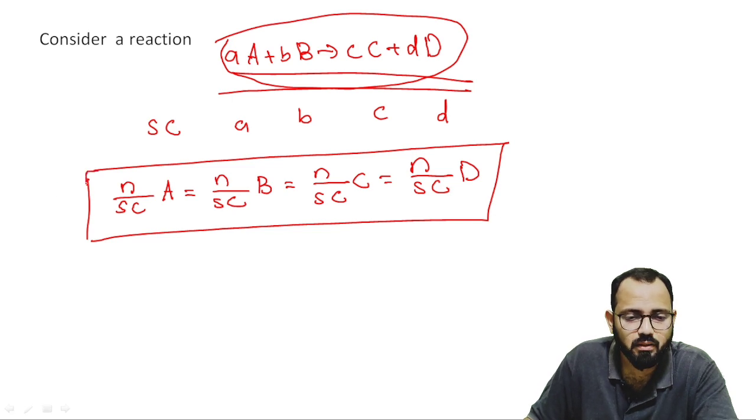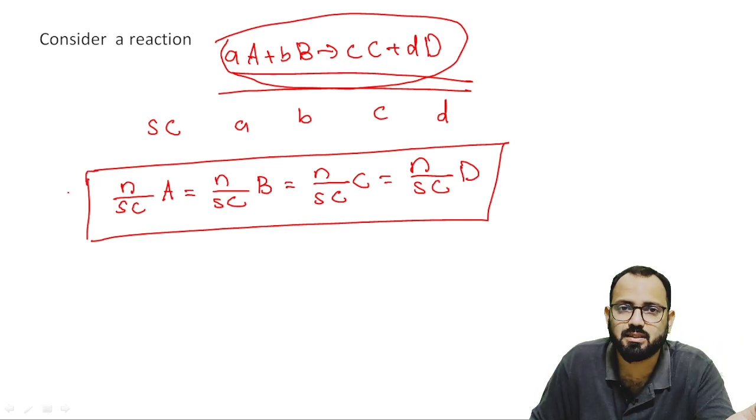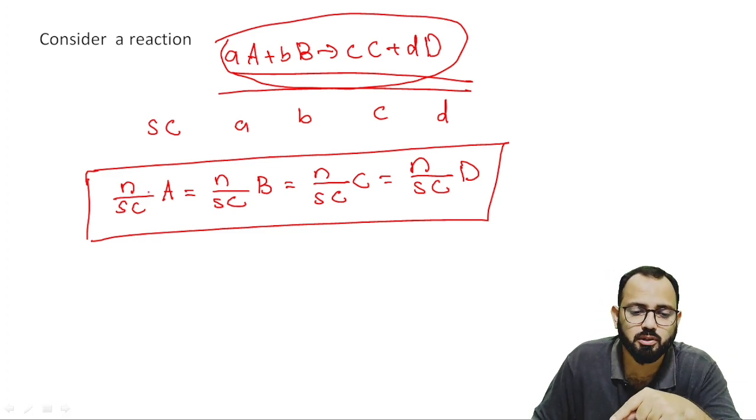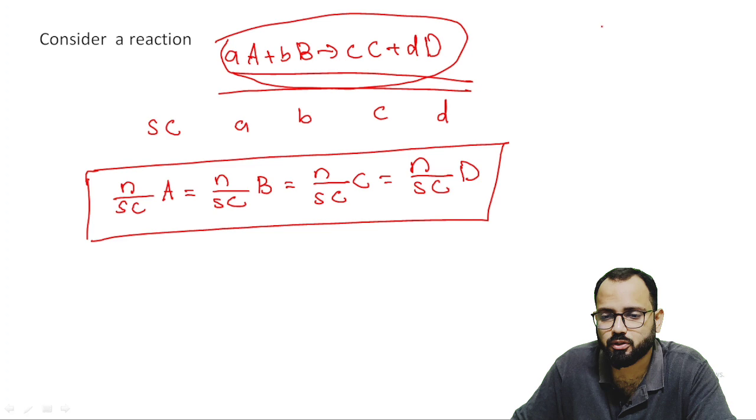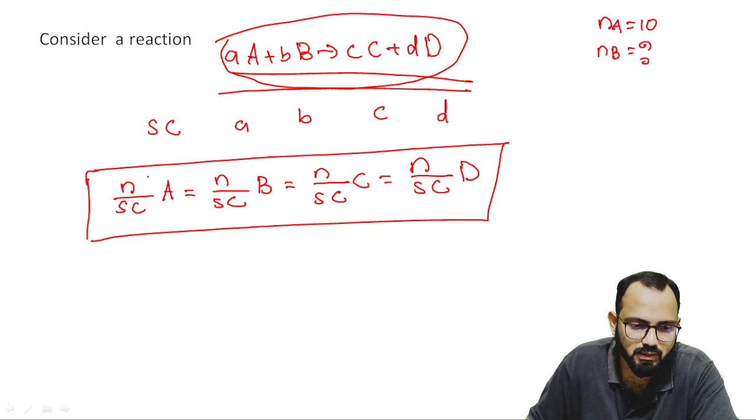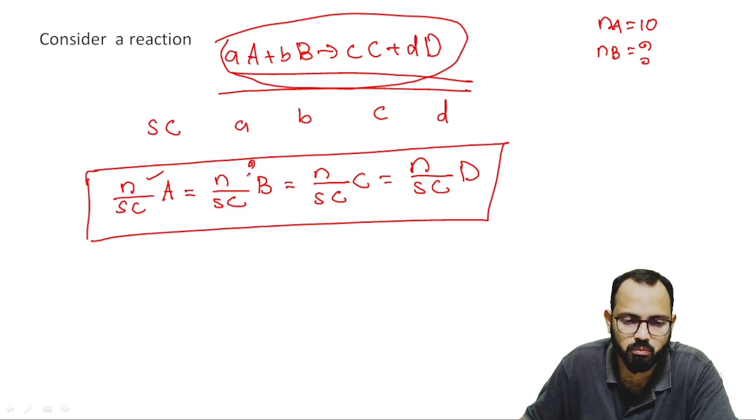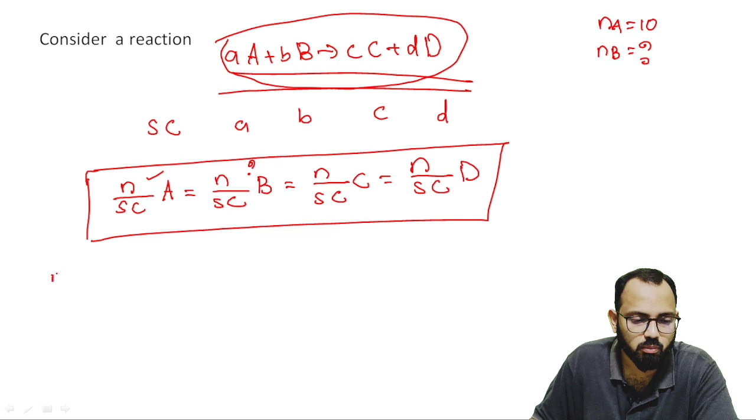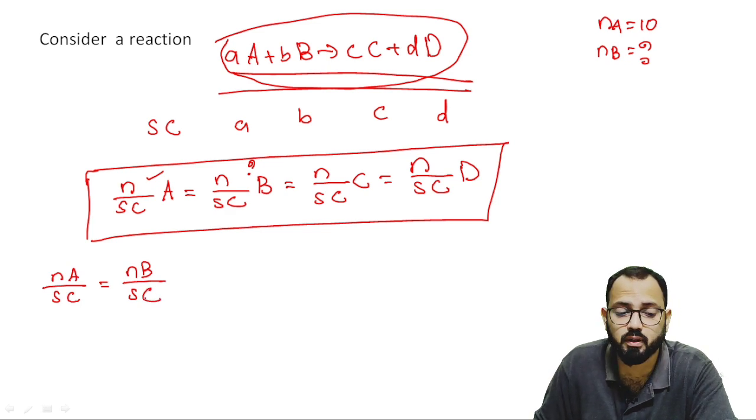So if you get a balanced equation like this, how do you find the answer for a particular question? Maybe they can ask you a question: the number of moles of A they have given you is 10, and we want to find the number of moles of B. How will we proceed? They have given us A, they are asking about B. So what you have to do is equate these together. The number of moles of A divided by its stoichiometric coefficient is equal to the number of moles of B divided by its stoichiometric coefficient. You equate them and you can find the answer.